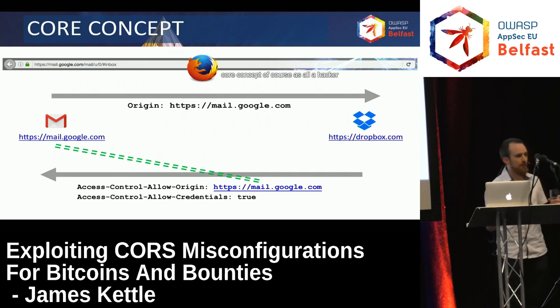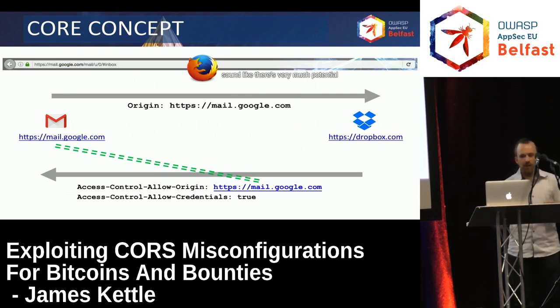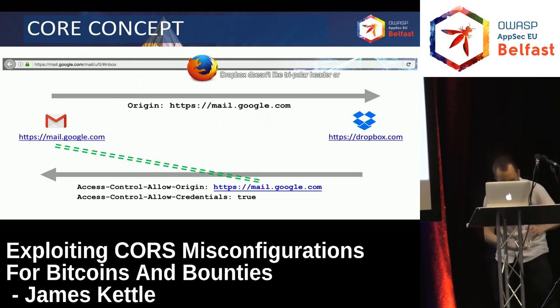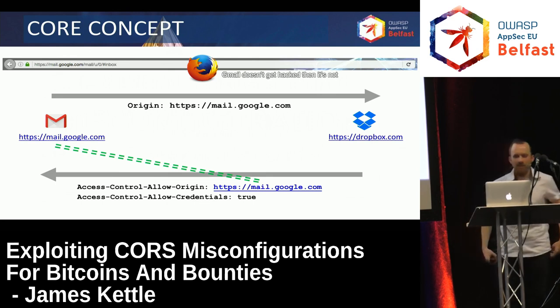So that's the core concept of CORS. That's all a hacker really needs to know about, the basics of how it works. And from that, it doesn't sound like there's very much potential for things to go wrong. And as long as Dropbox doesn't typo that header, or Gmail doesn't get hacked, then it's not too bad.